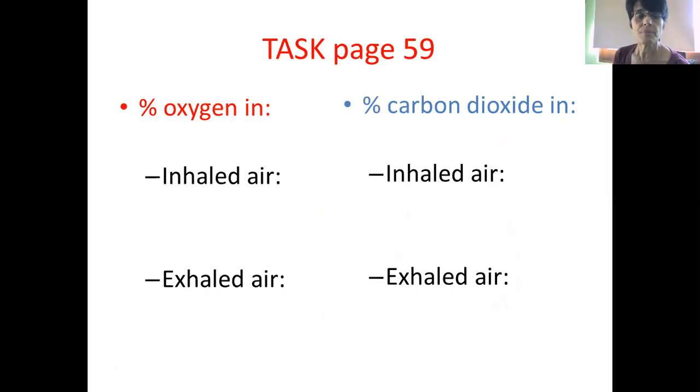All right, so now on page 59, task 8, it asks you a question that you need to complete the table. Now, the air around us, there's lots of different molecules. There's a mixture of gases. So yes, we know there's oxygen and there's carbon dioxide. All right, so there's also lots of other gases in the air that we breathe in. Okay, so what are those gases?